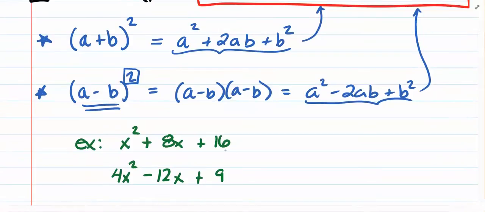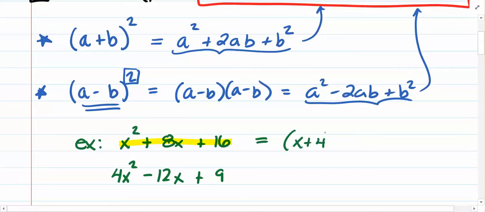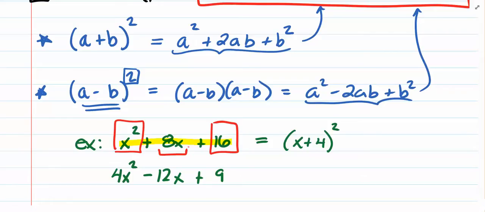Let me give you 2 examples here. This right here is a perfect square trinomial. The reason is because it can factor to x plus 4 quantity squared. How did I see it so quickly? Here's what I looked at. I saw that the first term was a square, the last term was a square, and the middle term is 2 times the first term and the last term. It's something that you look for and see.